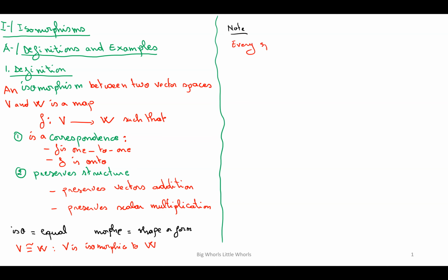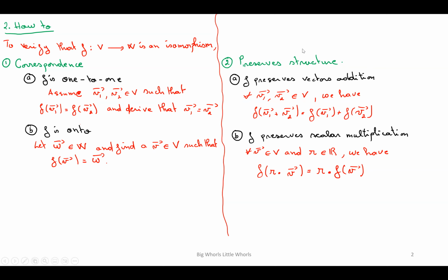Every space is isomorphic to itself under the identity map. Okay. So let's continue with our how-to.